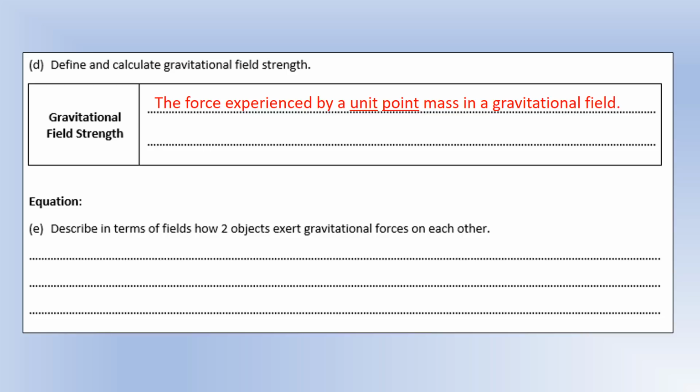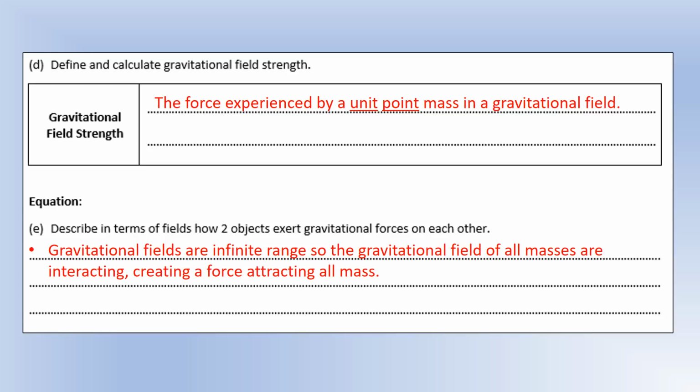So in terms of practically thinking about how two objects exert gravitational forces on each other, gravitational fields are infinite range. So the gravitational fields of all masses are interacting. And when you have two of the same fields interacting, they create a force between the two objects creating them.